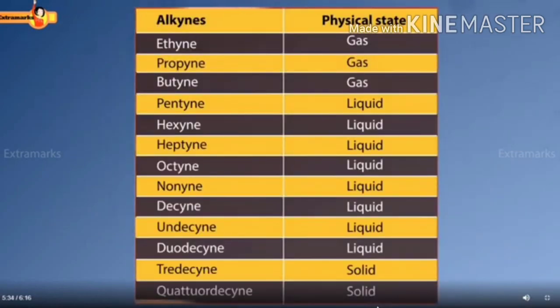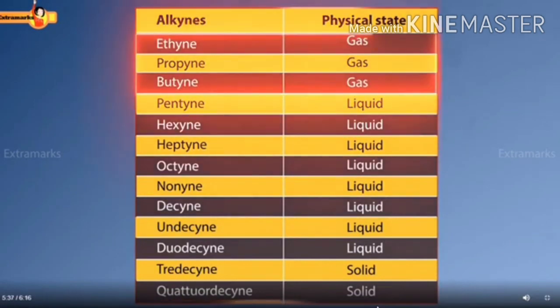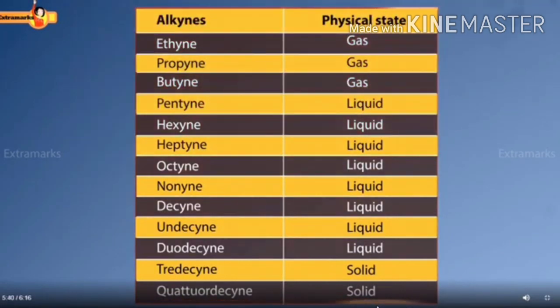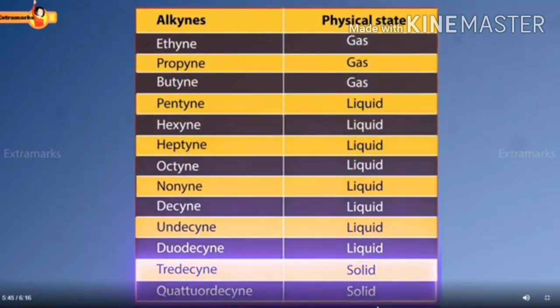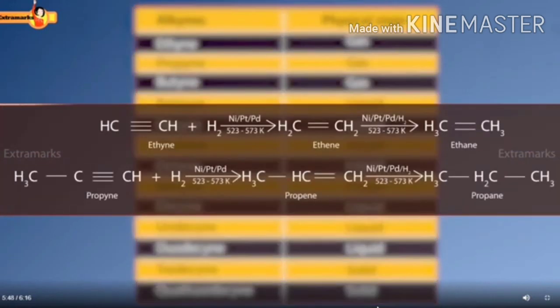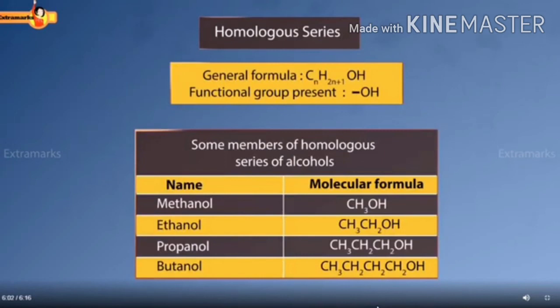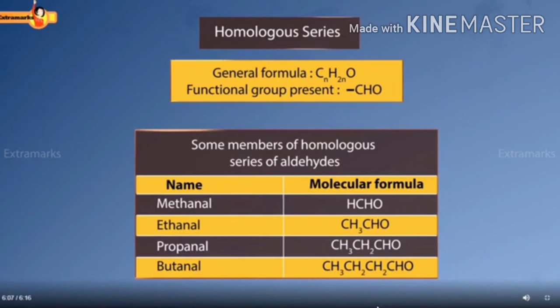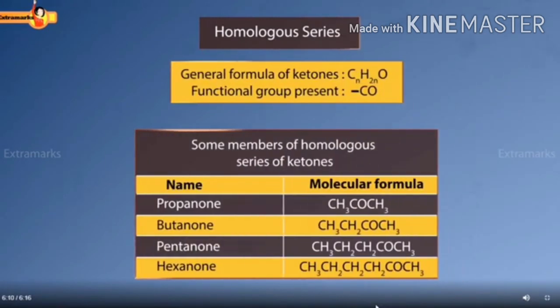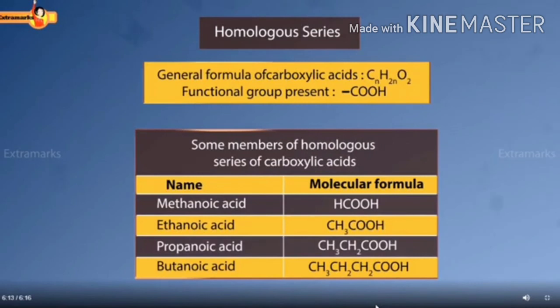For example, alkynes having 2 to 4 carbon atoms are gases, those having 5 to 12 carbon atoms are liquids, while those having more than 12 carbon atoms are solids. Looking at the chemical properties, all the homologues of the alkyne series give addition reactions with hydrogen in the presence of catalysts like nickel, palladium, or platinum. Apart from the homologous series of alkanes, alkenes, and alkynes, homologous series of alcohols, aldehydes, ketones, carboxylic acids, etc. are also known to exist.